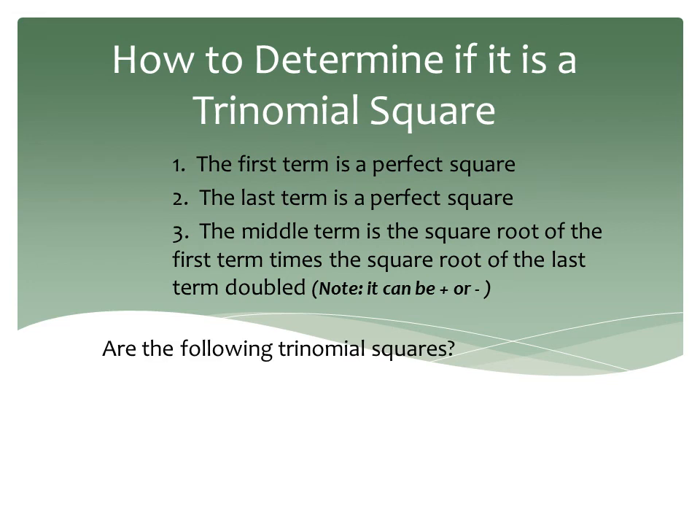Let's look at some. We have x squared plus 4x plus 2. Go down step 1, 2, and 3 and determine if it's a trinomial square. The answer is no. Although the first term, x squared, is a perfect square, the last term, 2, is not a perfect square. Let's try another one.